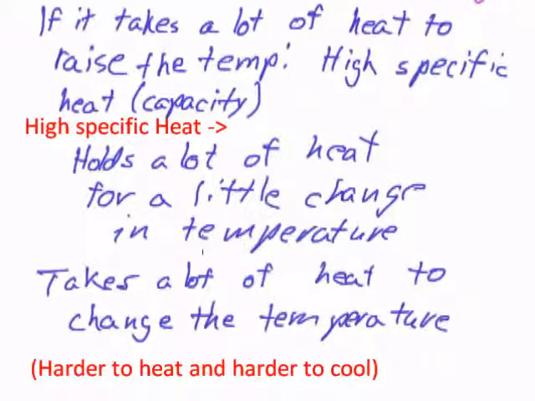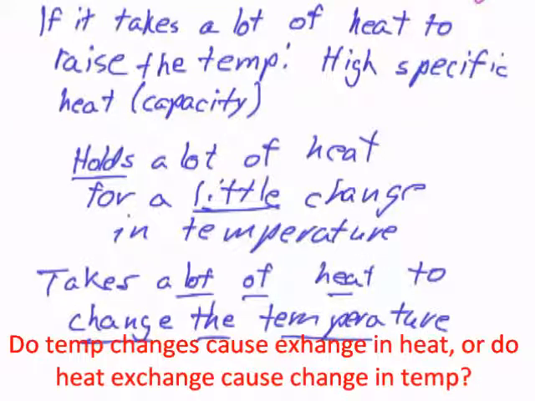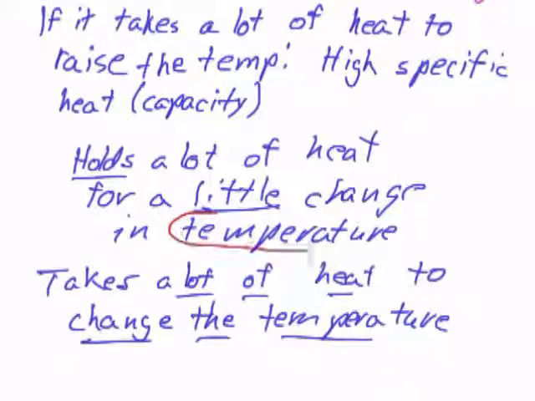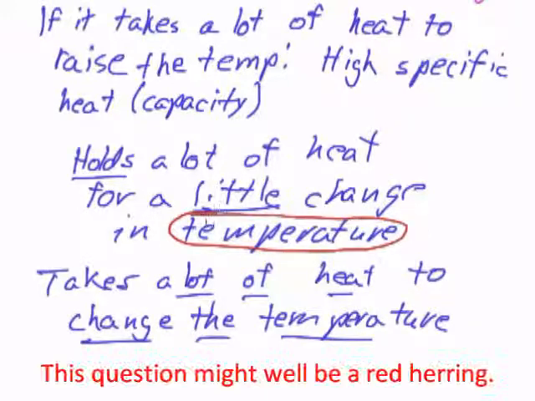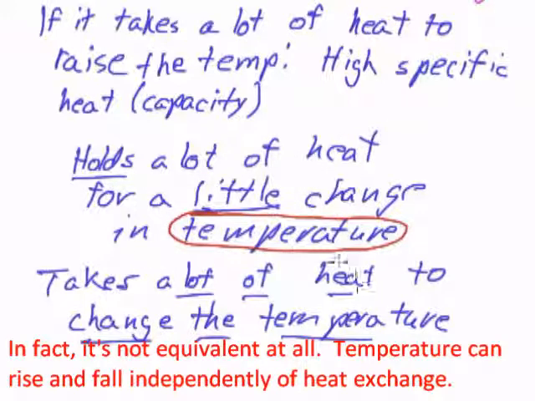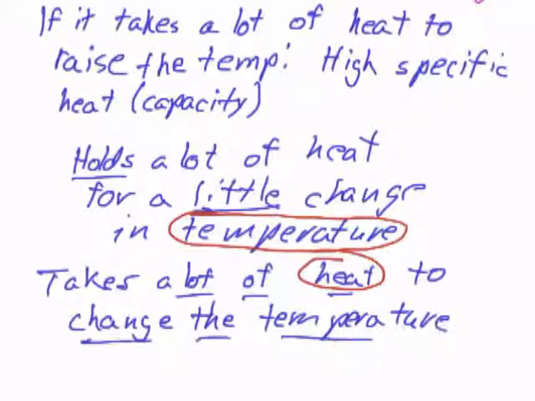I guess there's two ways to think of that. You can either say it holds a lot of heat for a little change in temperature, or it takes a lot of heat to change the temperature. And the difference in these ways of thinking of it is, in this case, we're saying the temperature is the cause and the amount of heat it holds is the effect. Whereas in this one, the heat is the cause and the change in temperature is the effect.